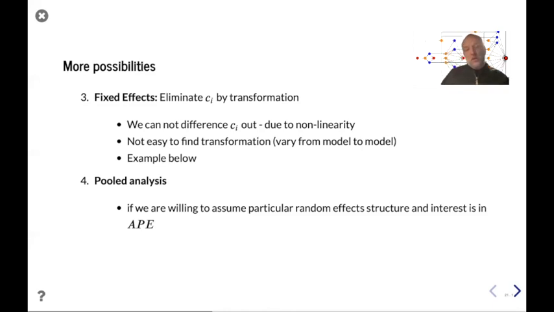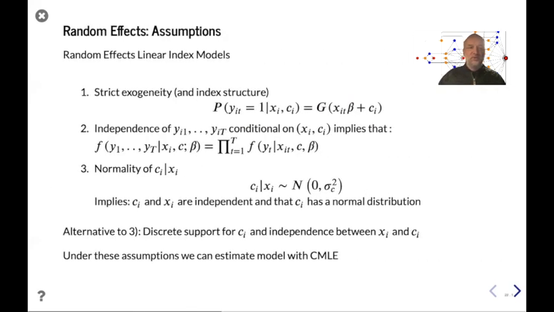So I'm going to show you the example below, and it's more spelled out in the book than I'm going to take time to. Then you can do a pooled analysis, which in principle uses the estimators that we just covered in the previous video. I'm going to spend most of the time on the random effects assumptions, because things become a little bit hairy.